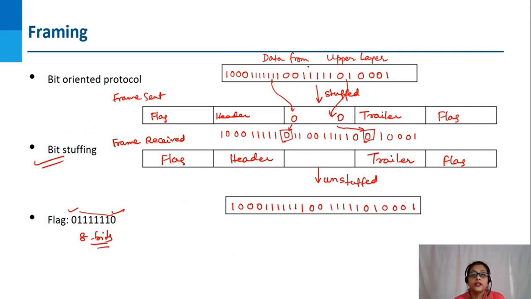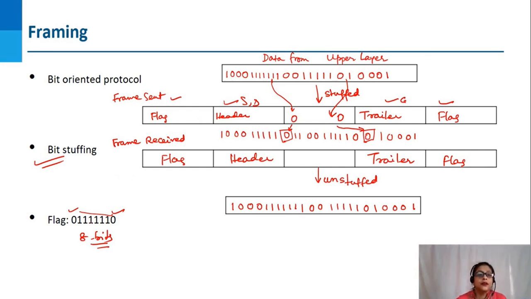Let's say we have the data from the upper layer and it consists of these numbers. Since the frame that should be sent should have a flag at the beginning, and then there should be the header part. At the end there should be a trailer part, and then again it should end with a flag. As before, this flag is given to form the delimiter so that the receiver knows that this is the start and the end of the frame. And the header part gives the source and the destination address, and the trailer part is used for control information.